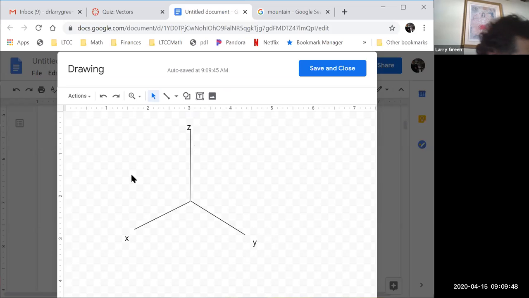Okay, I need some tick marks. I need to get to 3, 2, 1. So let's make 3 tick marks in every direction. Again, I'm not a perfect artist, but I'll do my best.